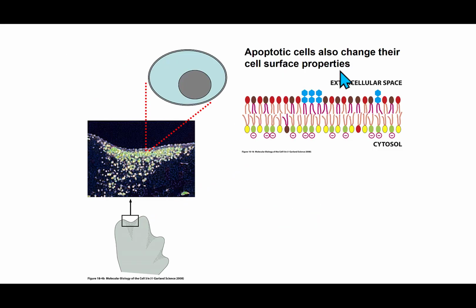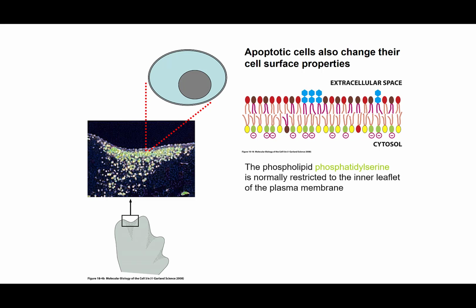Apoptotic cells also change their cell surface properties. If you think about the cell membrane, and this side would be the extracellular space, this side is the cytosol, the lipids are not the same on both leaflets. In fact, the phospholipid phosphatidylserine, in green, is normally restricted to the inner leaflet of the plasma membrane, the side that faces the cytosol. In apoptotic cells, phosphatidylserine flips to the outer leaflet.